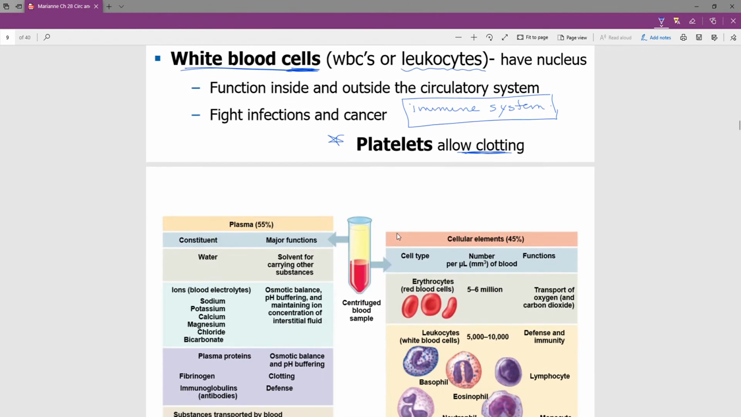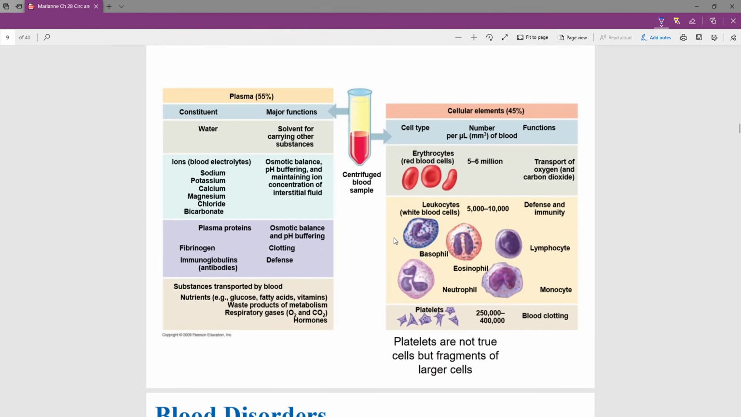I've got an image here just illustrating the different components of blood. So here we have the cellular components. We have the erythrocytes, the red blood cells with their hemoglobin in them. We have the white blood cells, and there's a lot of different kinds of white blood cells. We'll revisit those leukocytes in the immune system. And then we also have the platelets. Platelets are not true cells, but fragments of larger cells, and their key job is in blood clotting, which is in our notes as we move forward.